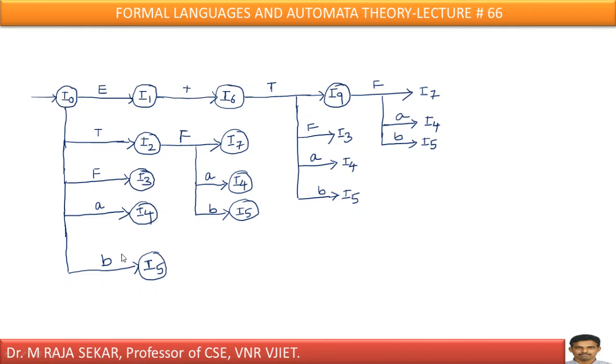I0 on B, I am getting I4. This particular graph is known as the goto graph. I am constructing this goto graph from previous slides, just rewriting all those things in the form of a graph. Just go back to the previous slides and check. You can find all these things.